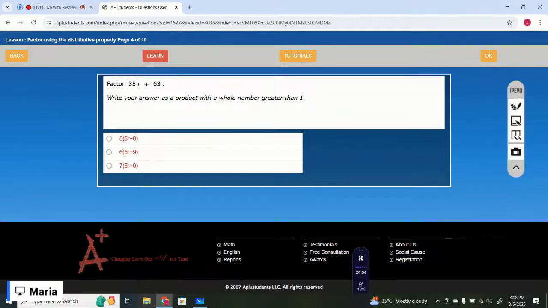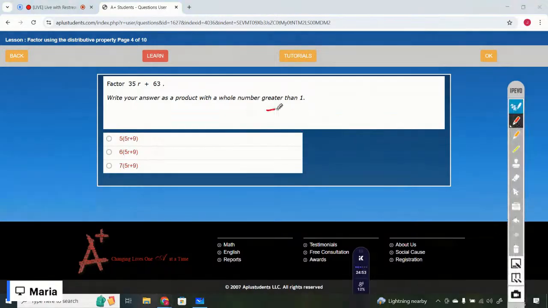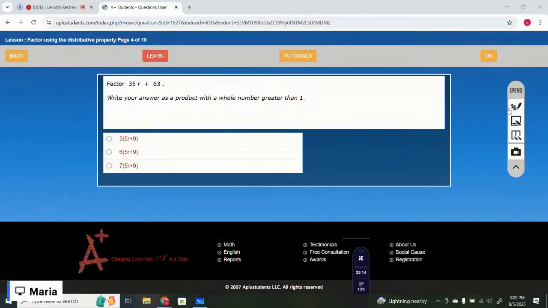Factor 35r plus 63. So 35r plus 63, let's just divide them by 7. 7 is the common factor. 7 times 5 is 35. 7 times 9 is 63. So option number 3 is the correct option. That is 7 times 5r plus 9.